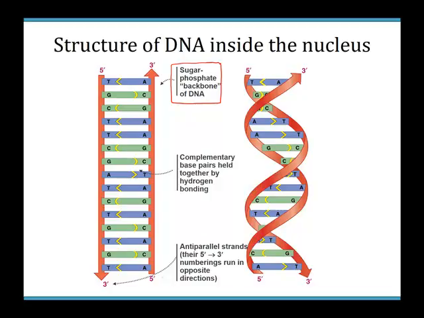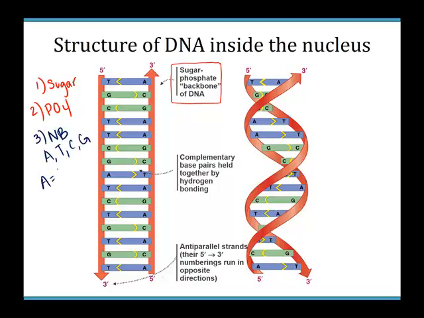And our DNA, our nucleotides have three components. Remember, nucleotides are the monomer of DNA. Nucleotides have three components: the sugar, the phosphate, and together those are the sugar-phosphate backbone. And then we also have the nitrogenous base. And in DNA, there's 4 nitrogenous bases: A, T, C, and G.